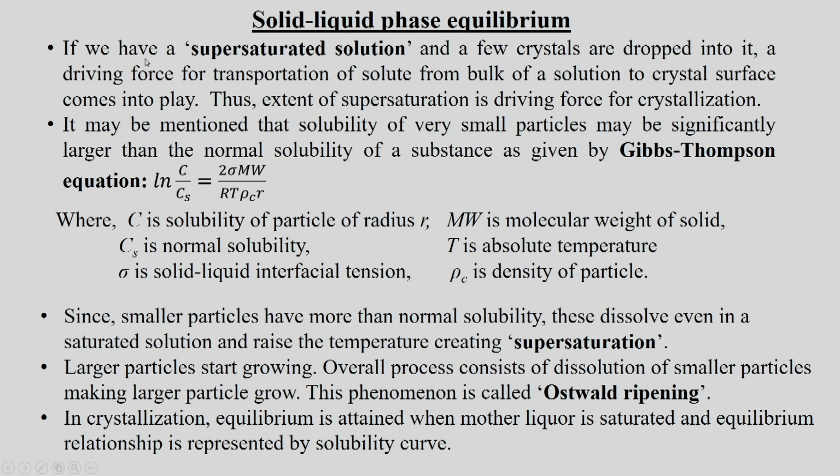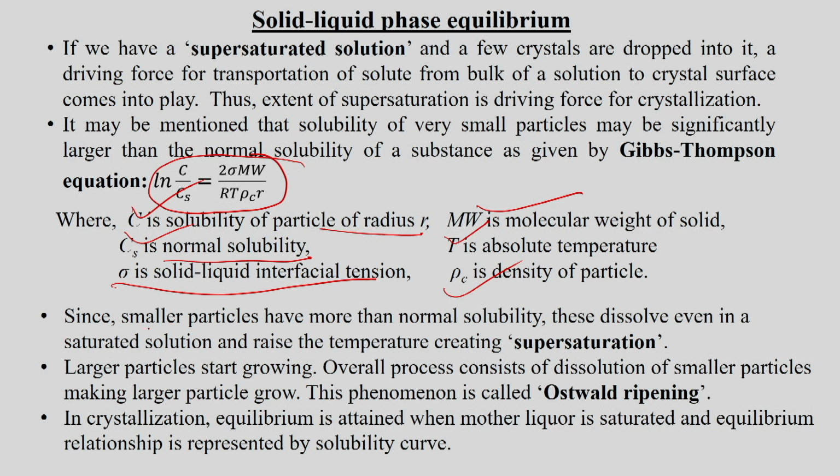Okay. Then we have discussed the Gibbs-Thomson equation: ln(C/Cs) = 2 sigma Mw / (R T rho_C r), where C is the solubility of the particle of radius r, Cs is the normal solubility, sigma is the solid-liquid interfacial tension, Mw is the molecular weight, T is the temperature, and rho_C is the density of the particle.